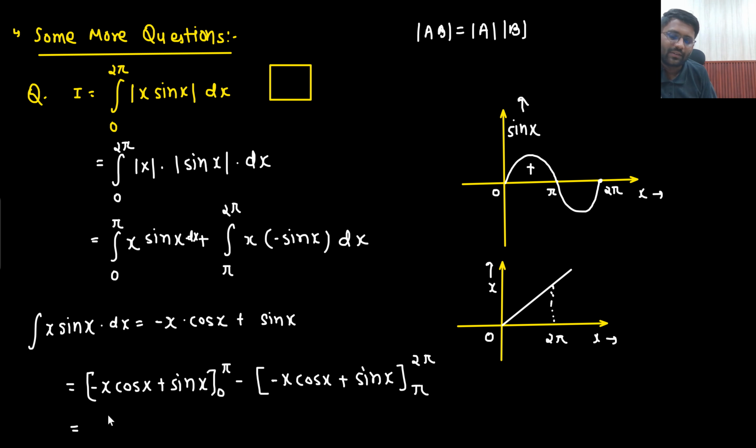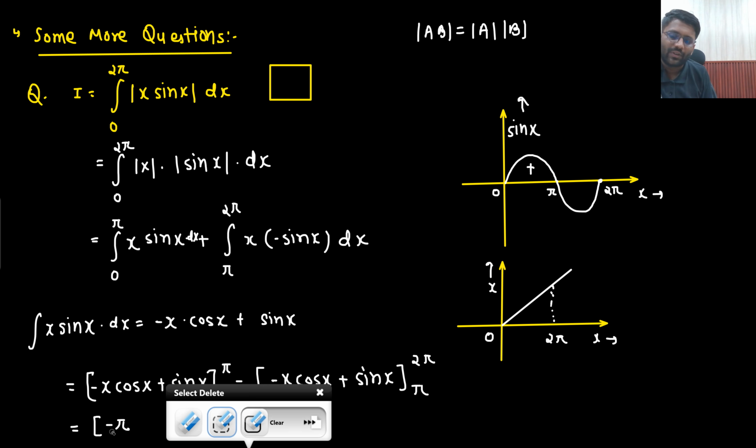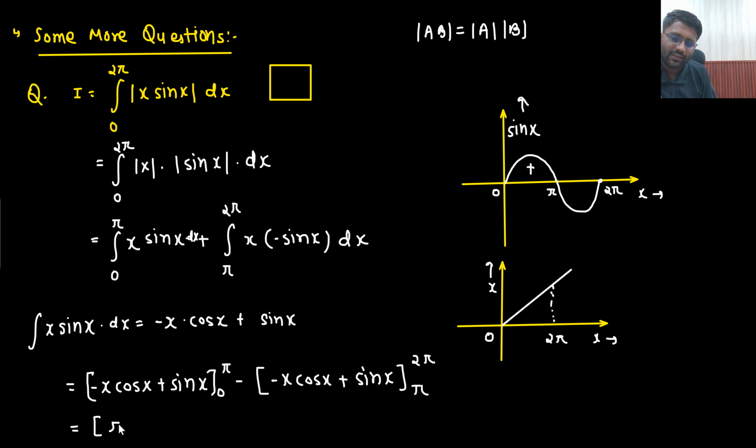Now put the limit. Put pi here. So pi into cos pi. Cos pi is minus 1, so here you will get plus pi. Then sin pi is 0. Then you put 0 here. Sin 0 is 0. So from here you are getting pi. From here what will you get? If you put 2 pi, cos 2 pi is what? Cos 2 pi is 1, right? So from here you will get minus 2 pi. Sin 2 pi is 0. Then minus sin, you will put pi here.